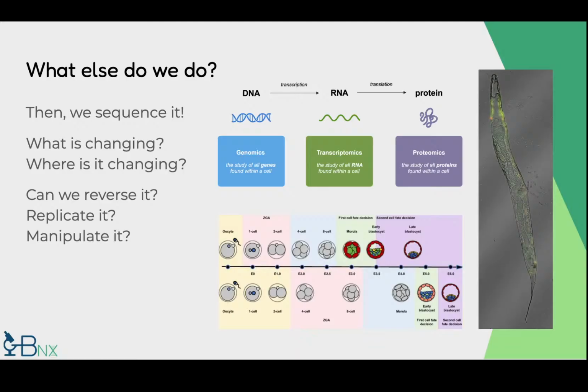So basically, we'll take cells at each division and sequence their genome and their transcriptome and see what is changing as it divides, what genes are getting transcribed, what is being methylated, et cetera, and figure out what's driving that change. And once we figure it out, we can try to reverse it, replicate it, and manipulate it. Why do we care? Because it is super impactful for a bunch of different areas of biology.